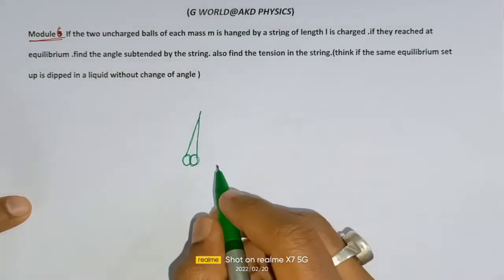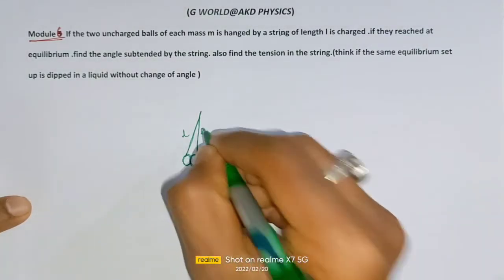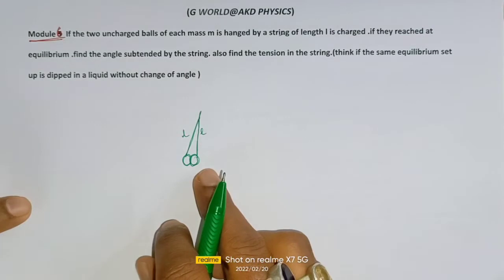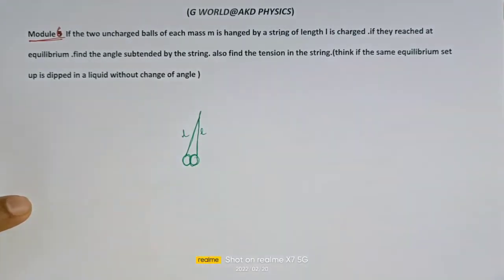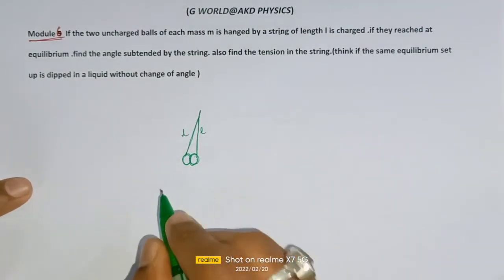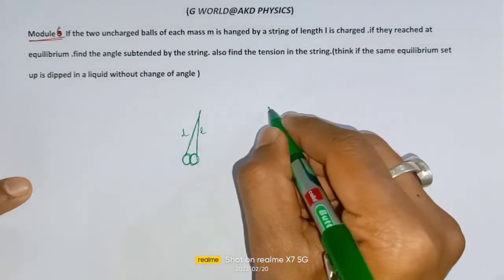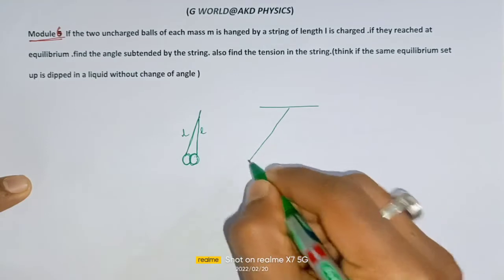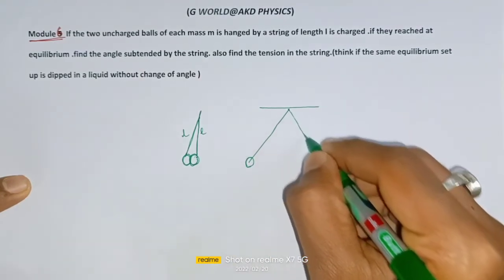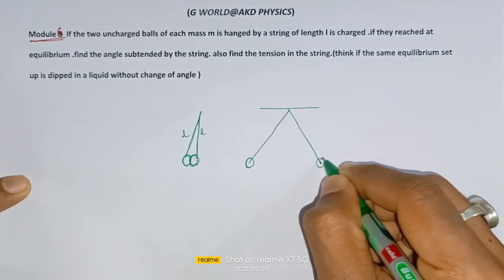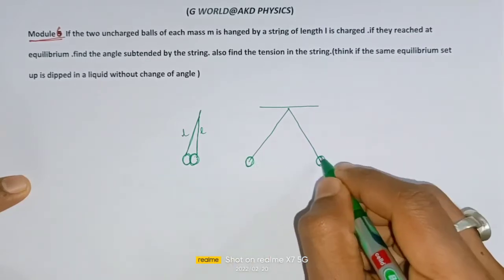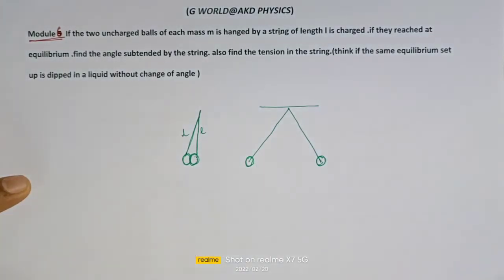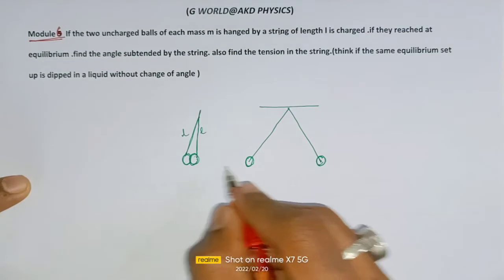This string length is L. What I did, I charged these two balls and provided equal charges to them. So now the scenario will be like this. This ball will go like this and this ball will go like this. These two charged balls will move like this. And up to what distance will they move?